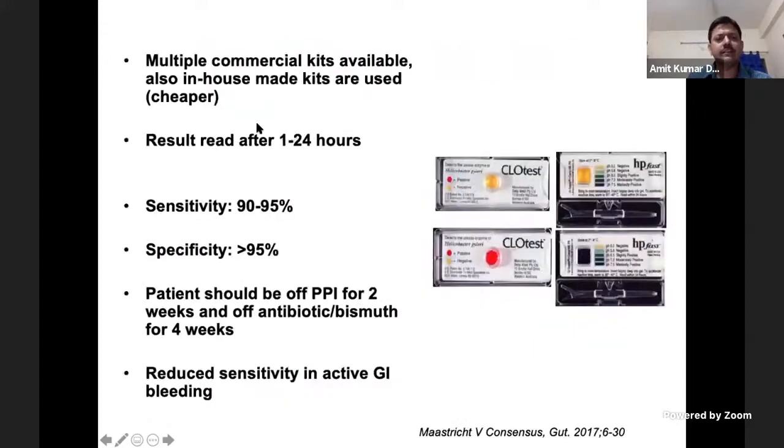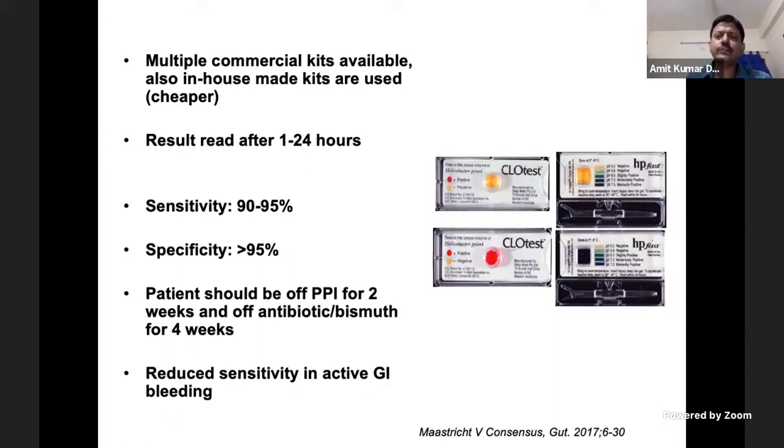And there are multiple commercial kits available. Also, there are in-house made kits available, which are cheaper to make. For example, in our institute in CMC Vellore, we have our own in-house kits, which we have been using for the past few years, and they are quite good. And again, the results can be read from 1 to 24 hours, depending on the instructions from the kit manufacturer.